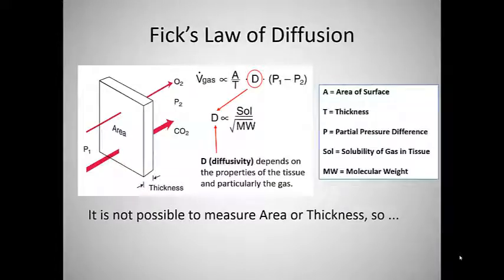Now, just to go back to a little basic physiology before we get into some of the changes that are made here, I need you to understand what we're actually measuring when we measure diffusing capacity. Some basic pulmonary 101 physiology here.